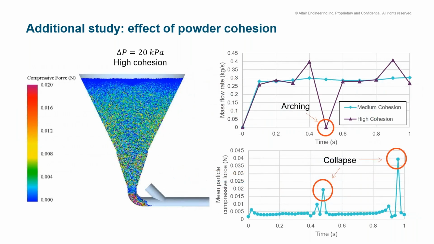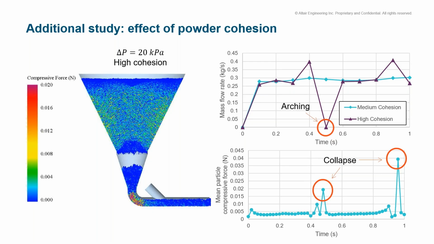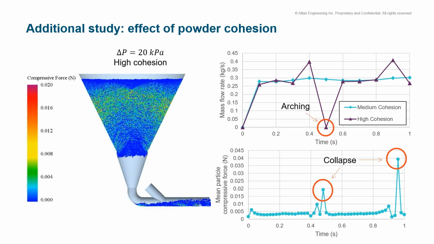In addition to the study on operating conditions, we also looked at the material properties of the powder. What if we have a very cohesive material, and how does the system performance depend on the cohesive nature of the material? In this study, we fixed the pressure drop at 20 kilopascal and simulated two different materials: one a medium cohesive material and the other a highly cohesive one. Looking at the results, for the highly cohesive material, the arch stability increases, and that leads to a highly discontinuous flow behavior.